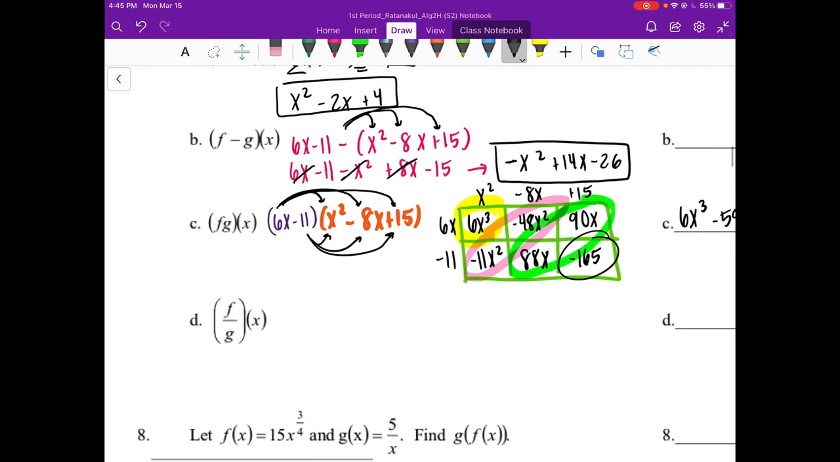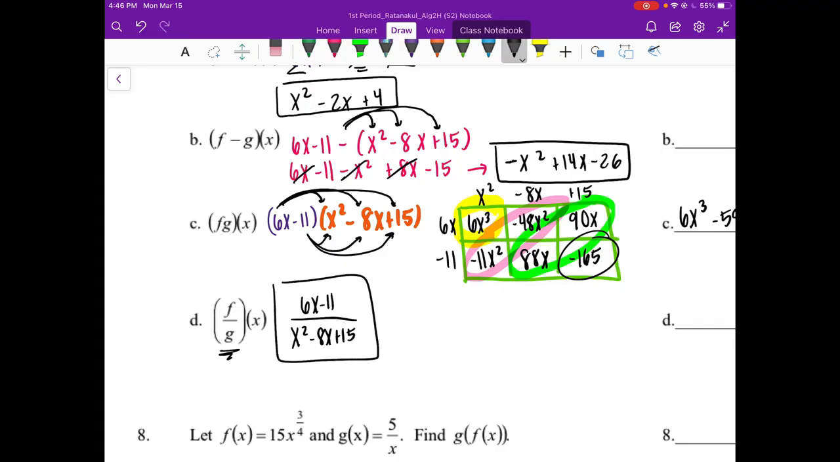Okay, part D. So part D, we need to do two parts. We need to write the function. So 6x minus 11 over x squared minus 8x plus 15. So that's the function part. Now we need to think about the restriction. In the restriction, you want to look at the denominator and set it equal to 0.